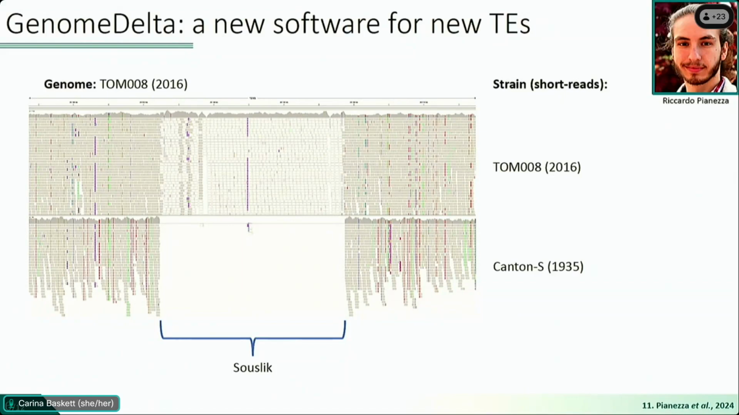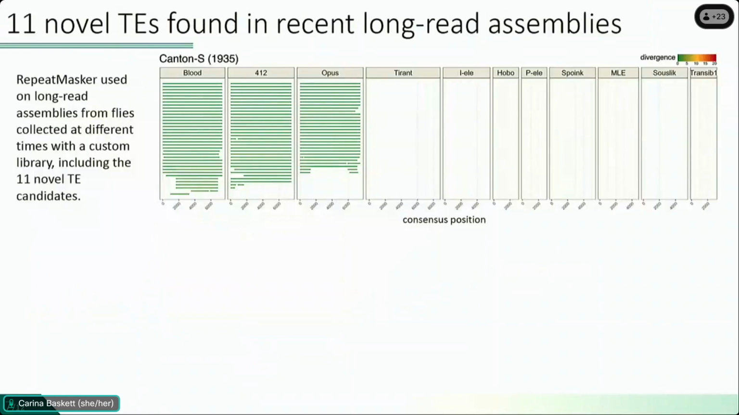These different TEs are good candidates that we can then validate for horizontal transfer. An example here is Suslik, but you can think of the P element: if I collect a fly now or in 2008, and I map reads coming from Canton S from 1935, all the spots in the genome that contain the P element will have no reads mapping. Basically what the software does is look for these spots and give them a score, and then there's a bit of manual work validating to make sure it's true. But this is what we did, and we cannot do this for the first three TEs that I showed you because the samples from the museum only provide short reads.